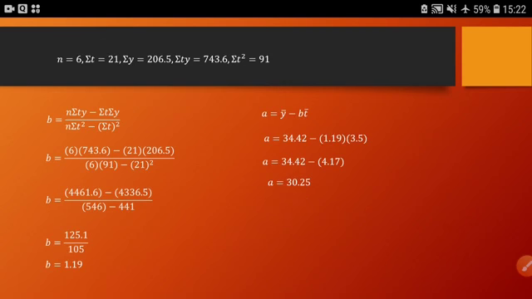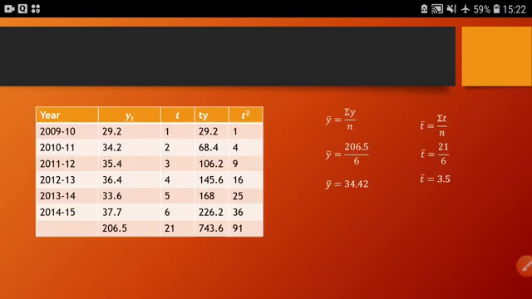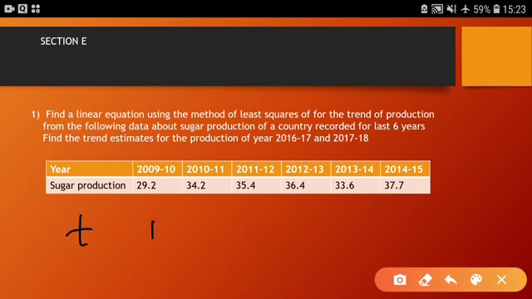Now what is the question? Let's go back to the question. In the question, 2009-10 is 1, 10-11 is 2, 3, 4, 5 and 6 are there. What is asked to you? First of all, the linear equation is asked. So we have solved the linear equation. Y cap is equal to that.